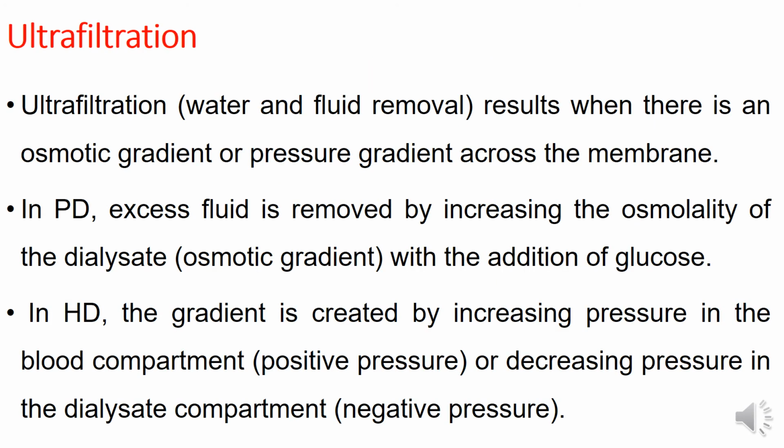Another principle is ultrafiltration. Ultrafiltration results when there is an osmotic gradient or a pressure gradient across the membrane. In peritoneal dialysis, the excess fluid is removed by increasing the osmolality of the dialysate with the addition of glucose. In the case of hemodialysis, we create a pressure in the blood compartment or decrease the pressure in the dialysate compartment, that is, a positive and negative pressure.